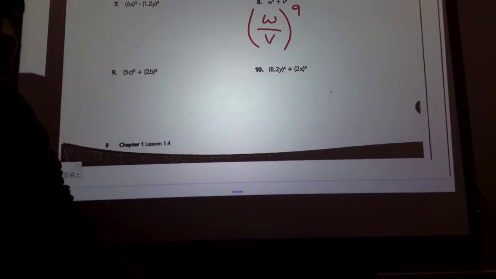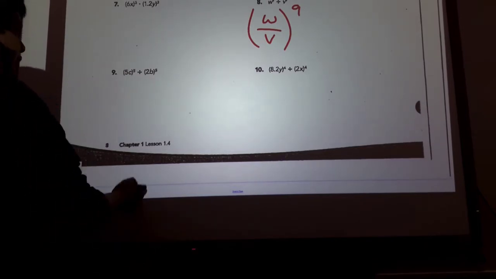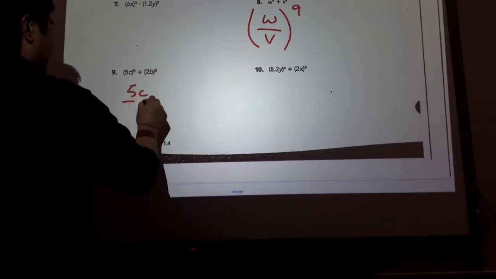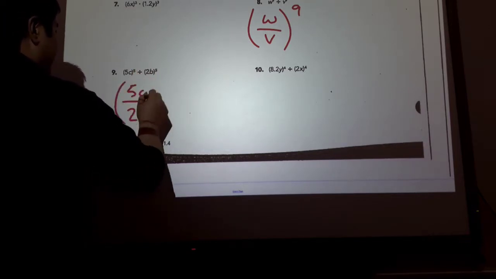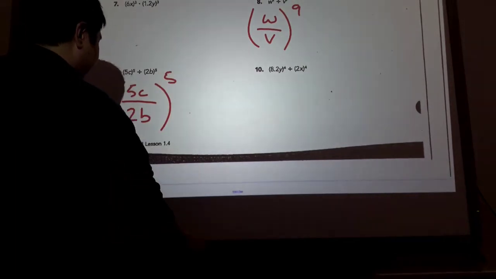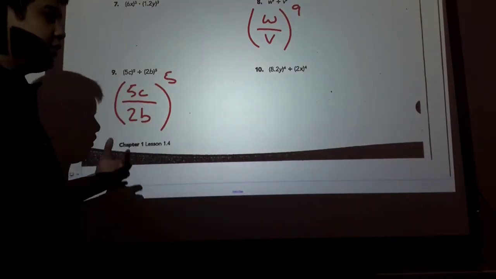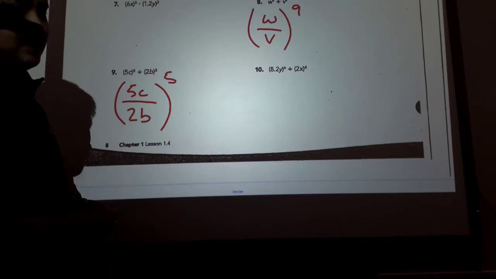Similarly, over here, number 9, we have both of these taken to the fifth power. So we have 5c over 2b, all to the fifth power. 5 and 2 do not share any common factors. We can't cancel any c's and b's because they're not the same factor. But that's as good as we can get it.